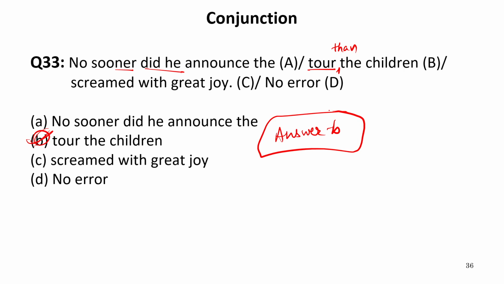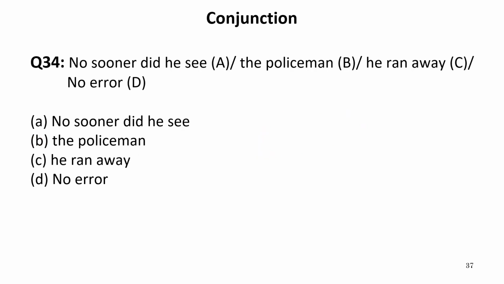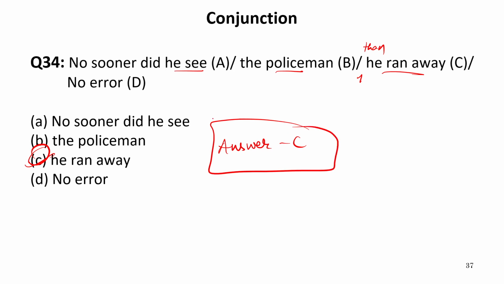Now let us move to the next one. No sooner did he see the policeman, he ran away. Again, we just have to add this then over here. Now you have already learned this concept many times, so our answer is C. Therefore, the correct sentence will be no sooner did he see the policeman, then he ran away.